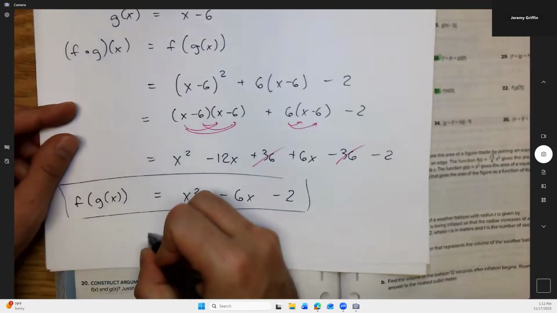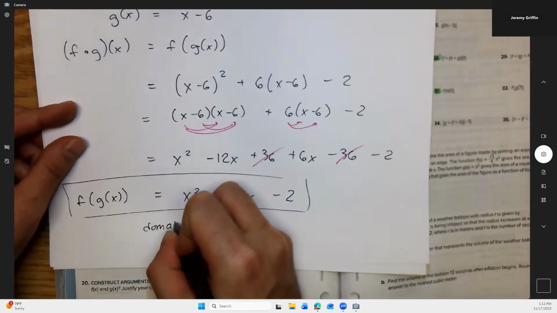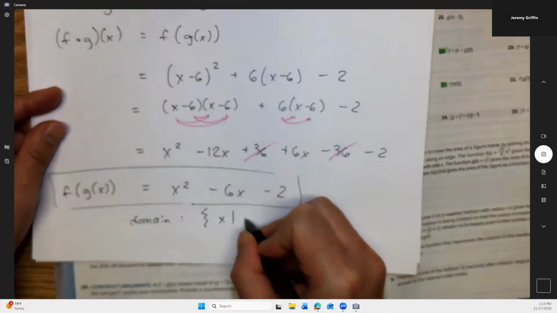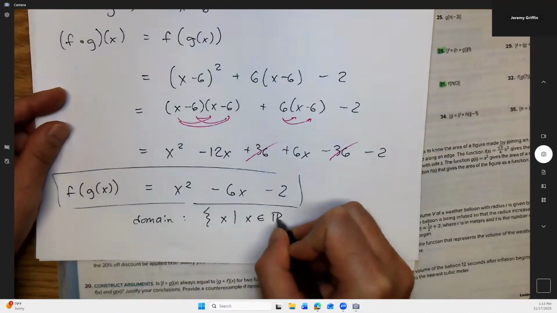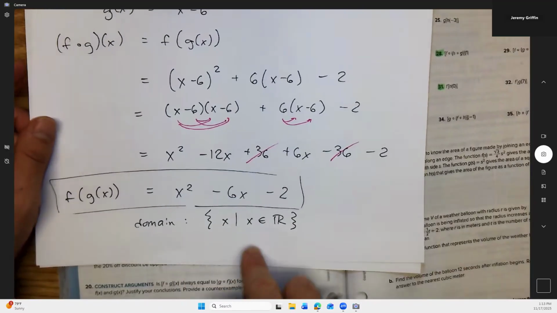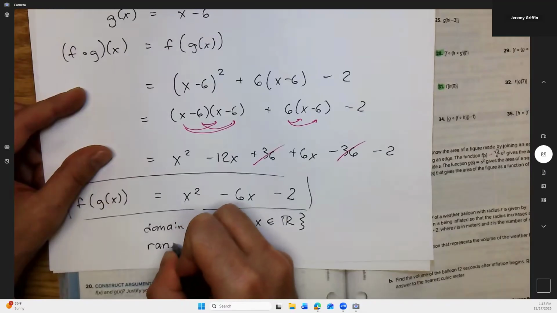Domain and range. Right. Now, domain, I think, could be, here, I'll put it in interval notation, x such that x is an element of all real numbers. Right? Because I could plug in anything for x from negative to positive infinity. But I don't think that's going to be true for the range.